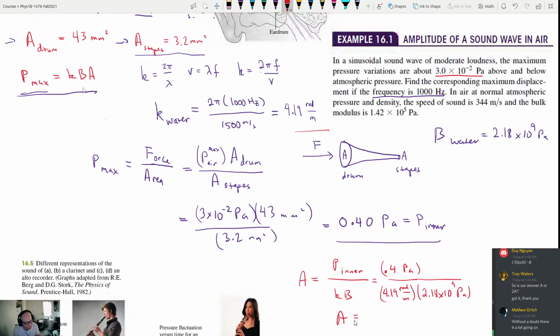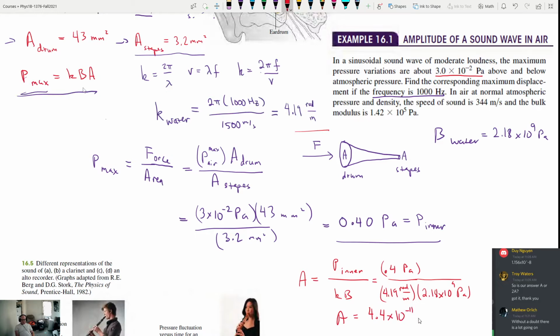Did I do something wrong? Oh, whoops. Yes, I did. So it's divided by 4. So minus 7 goes to minus 11. 4.4 times 10 to the minus 11. That's what I get on this one.